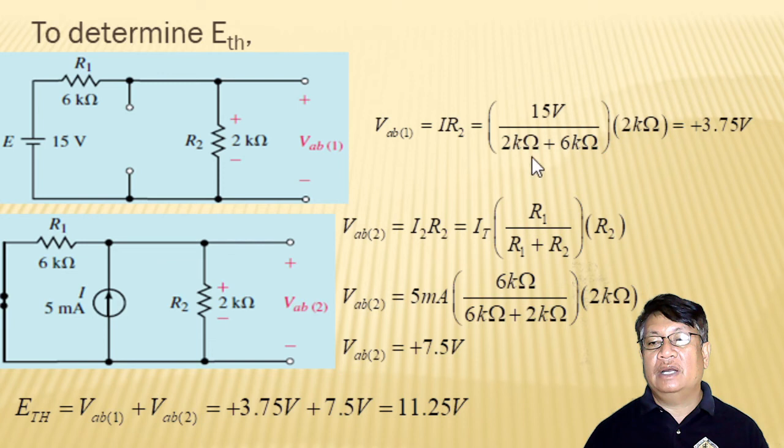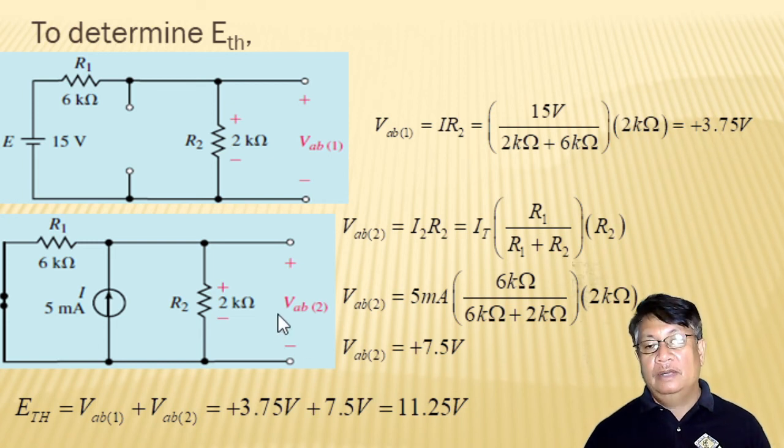If this current is multiplied by your R sub 2 of 2 kilo ohms, then that will be your voltage drop across here. And the voltage drop across here, I will repeat, is just equal to this terminal voltage, which is the factor to determine your Thevenin voltage. If you simplify this one, that is equal to positive 3.75 volts.